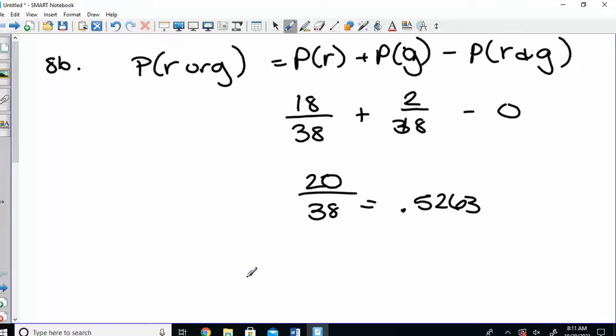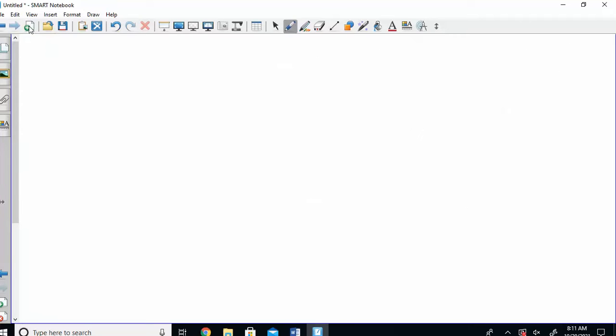Alright. Let's look at number 10. Alright, we asked about C and G. Are there any others that you want me to work out on this problem? Okay.